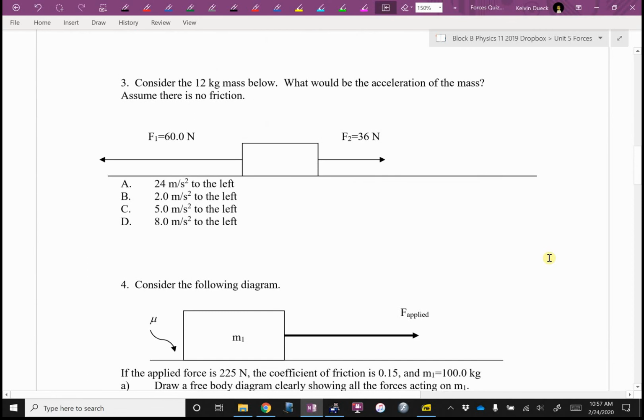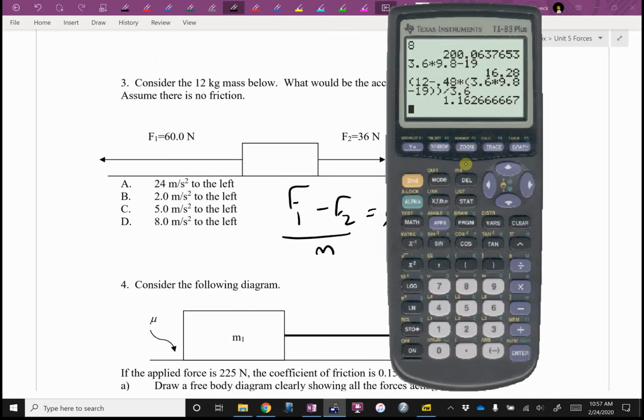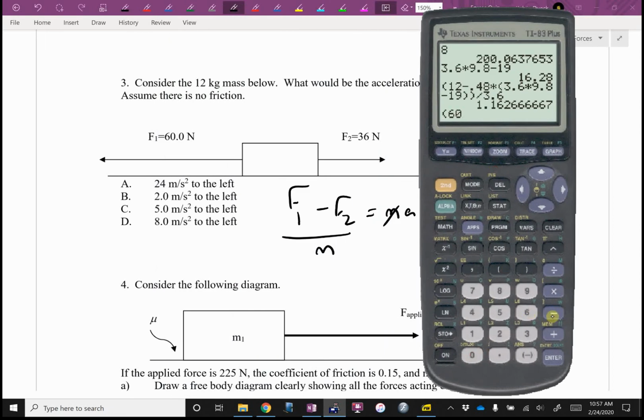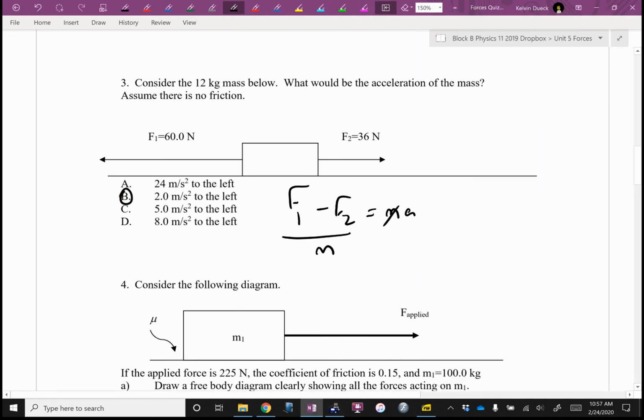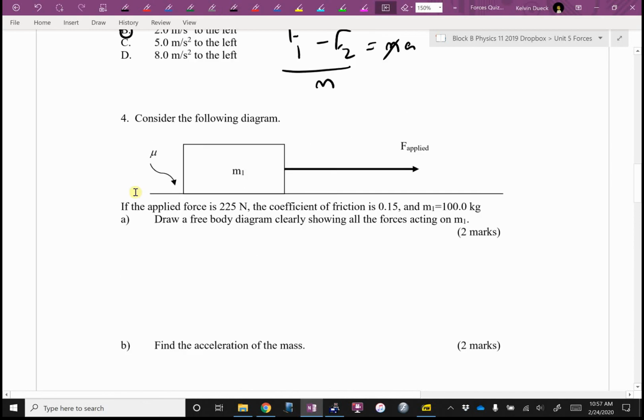What would the acceleration be? Well, who's winning, F1 or F2? So I guess it's going to be winner minus loser equals MA. You know what? I was so lazy, I just did that. In fact, I was so lazy, I just got my calculator out and I said, they told me F1, 60 minus 36 divided by, they said the mass in the question is 12. I probably could have done that in my head. B. Yes? 1 mark.